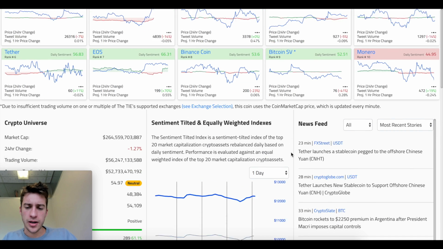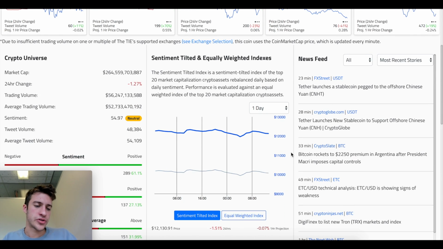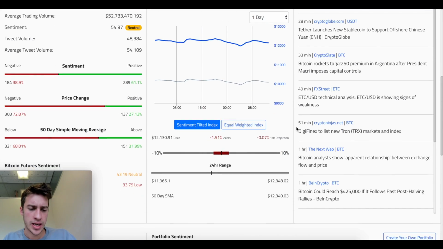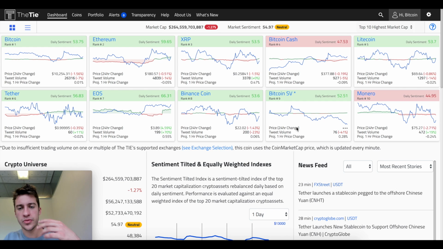But yeah, this site is a gold mine for sentiment. It's free. There's so many cool things you can do with this. And this is something you can use in the short term. This is something you can use in the long term. This could even be something you could use for coins that aren't called Bitcoin. You could use this for altcoins. If you see a good enough of a correlation, then you could look at that as well.